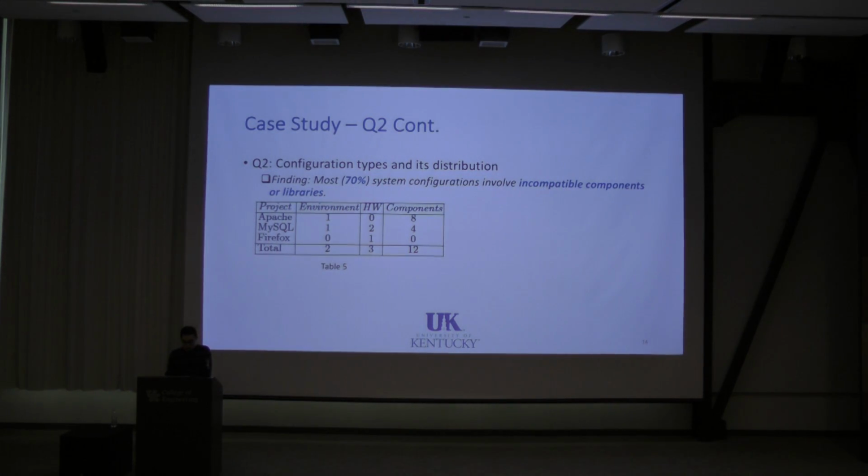And as for the system level configuration, we have identified 3 categories: the environment, hardware, and components. And we found that about 70% of the system configurations involve incompatible components or libraries.